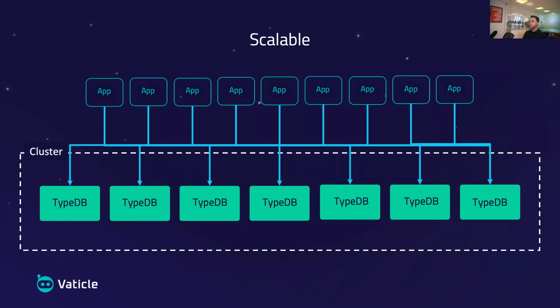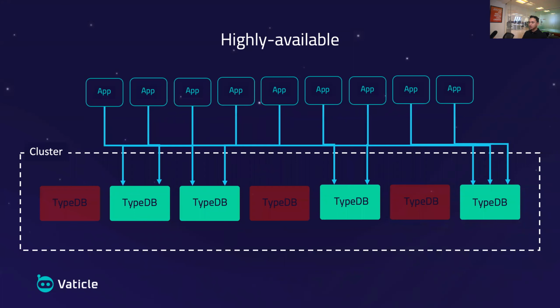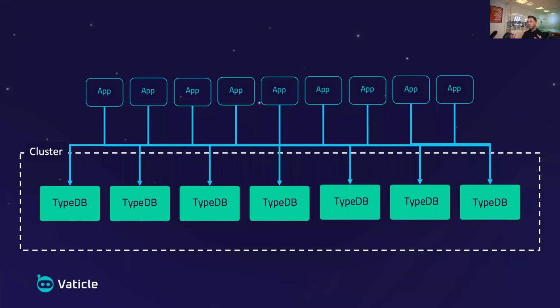TypeDB Cluster is scalable because the more servers you have in the cluster, the more performant it will be, because it will be able to respond to more read transactions the more servers you have. And it is highly available because the more servers you have in a cluster, the more failures you can tolerate. Therefore, with this setting, you will benefit from the availability and scalability that makes your application not only robust, but also performant.